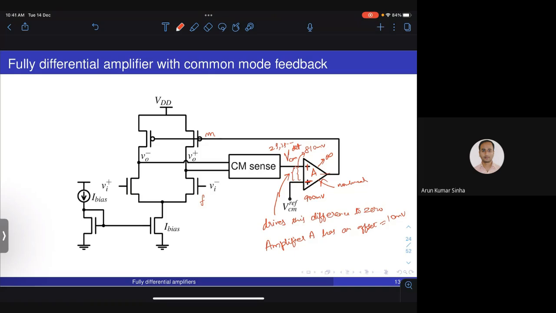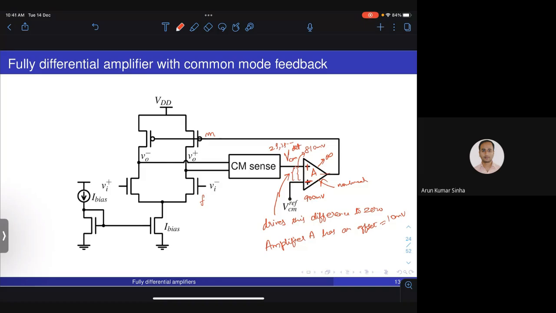Will that produce any problem? No, it won't produce any problem. It's just that the way this amplifier drives the error to 0 will be slightly distorted, but eventually the output error will go to some fixed offset value, which will then remain there. So any non-linearity of this amplifier A will not affect the dynamic performance of this amplifier.